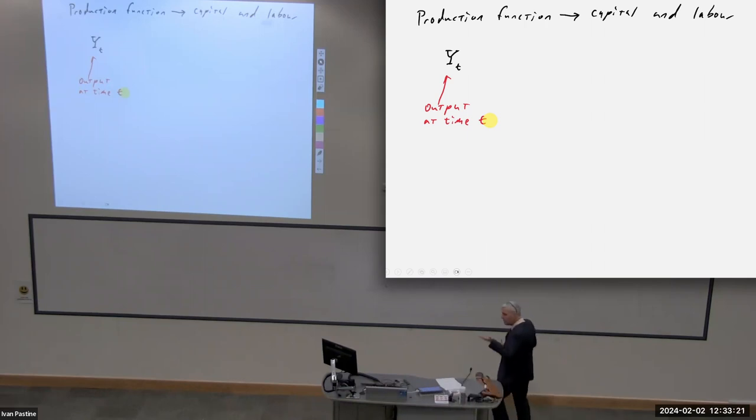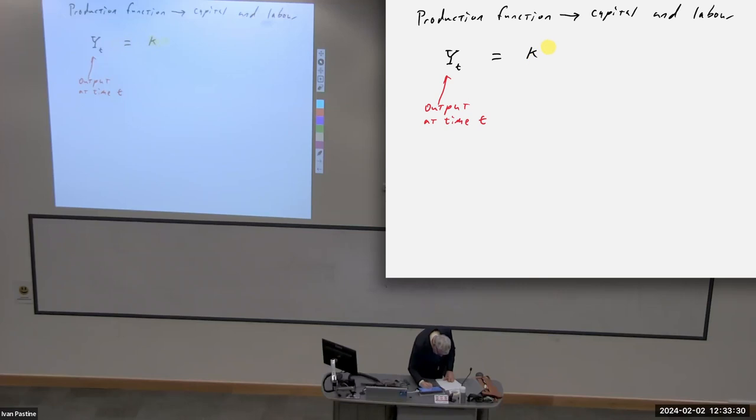That's output in time t, just GDP. This is our normal everyday GDP. And that's going to equal K to the alpha N_t to the 1 minus alpha, where 0 is less than alpha, which is less than 1. And I am going to make this constant.